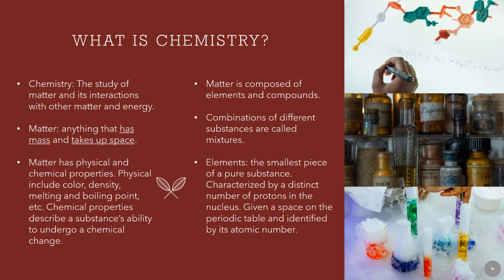Usually when we talk about matter, we talk about elements and compounds. Combinations of different substances are called mixtures. So an element is the smallest piece of a pure substance, right? It's characterized by a distinct number of protons in the nucleus, and it's given a space on the periodic table, identified by its atomic number. And then a compound would be a collection of elements, and then you'd mix them up into different substances called mixtures. I think that about covers it for this one. All right.